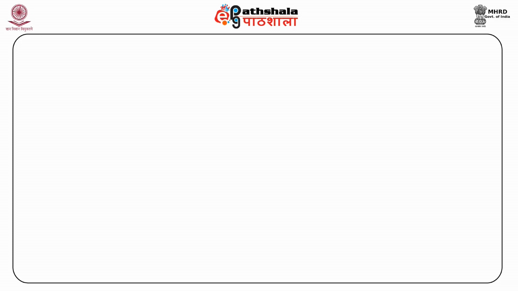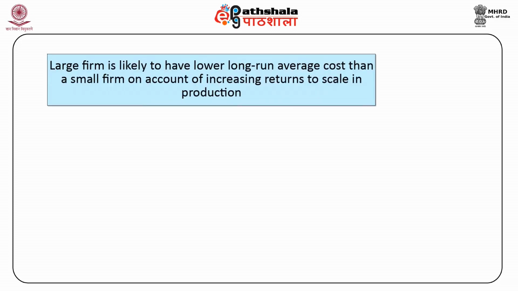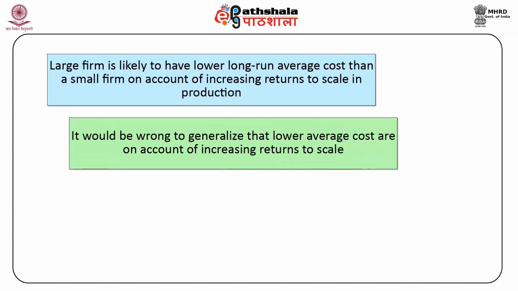Let us now understand the learning curve. In the analysis of cost theory, we find that a large firm is likely to have lower long-run average cost than a small firm on account of increasing returns to scale in production. This may lead us to conclude that firms which have lower average cost over time are growing firms with increasing returns to scale. However, it would be wrong to generalize that lower average cost are on account of increasing returns to scale.